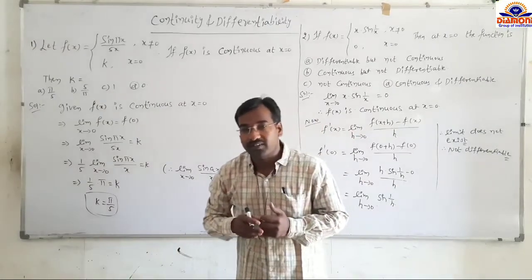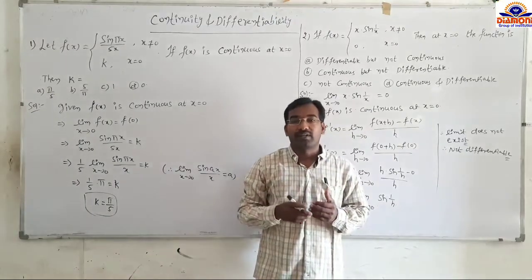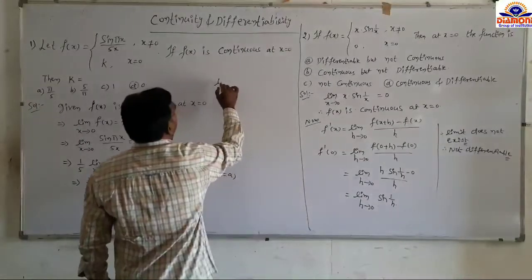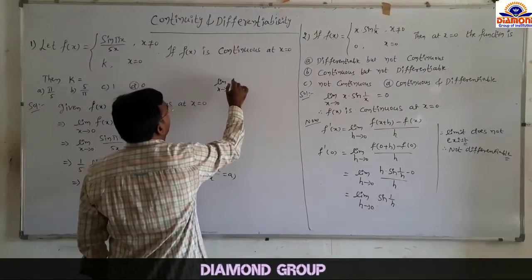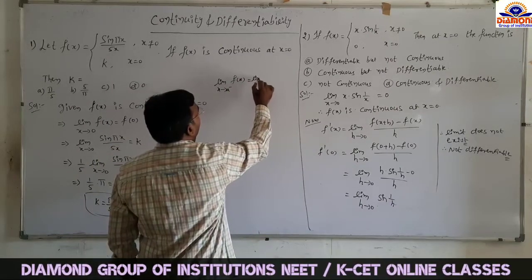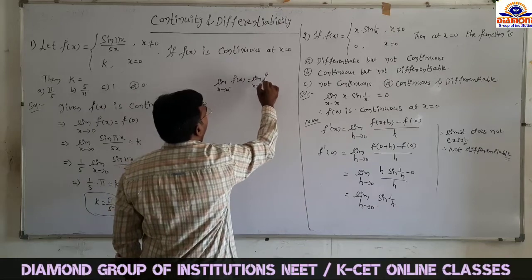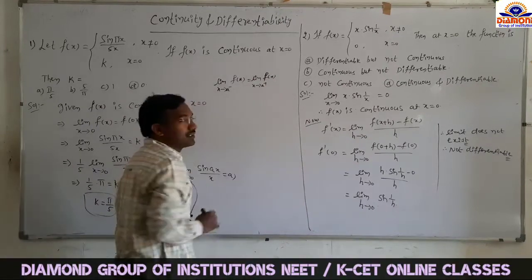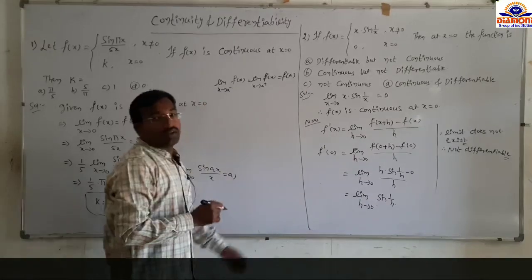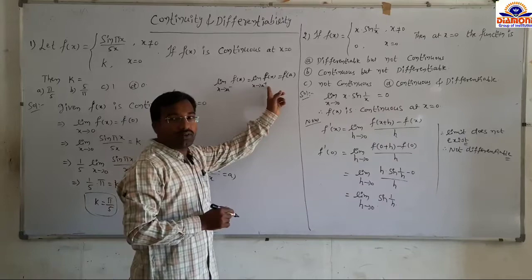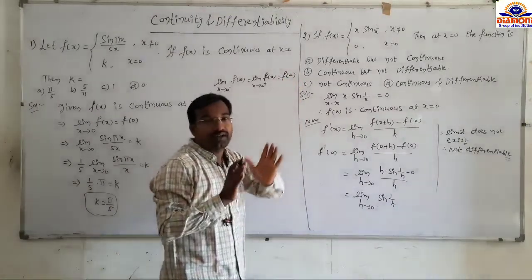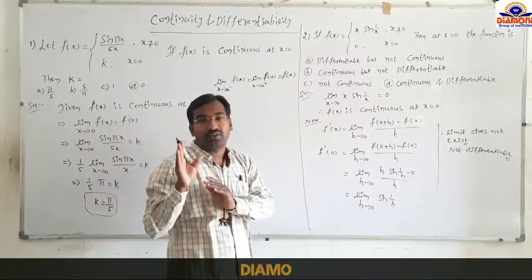Suppose you take the function f of x. It is said to be continuous at the point x equal to a if the limit as x tends to a minus of f of x, which represents the left limit, is equal to the limit as x tends to a plus of f of x, which represents the right limit, is equal to the value at the point, that means f of a. Left limit equal to right limit equal to f of a, then the function f of x is continuous at the point x equal to a.